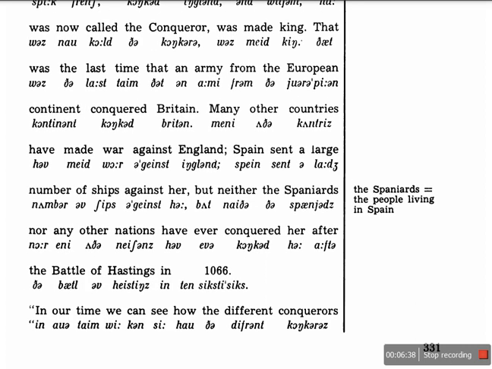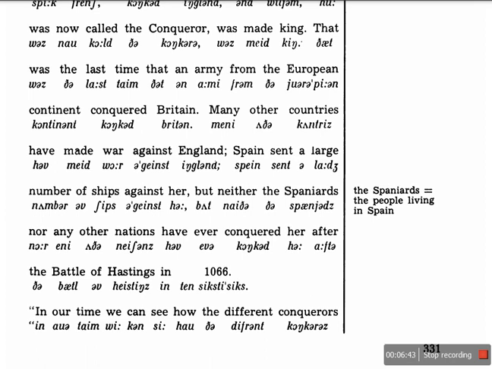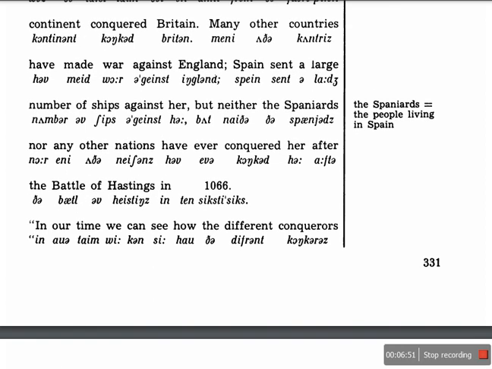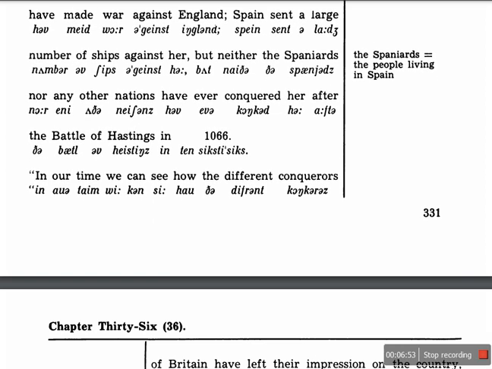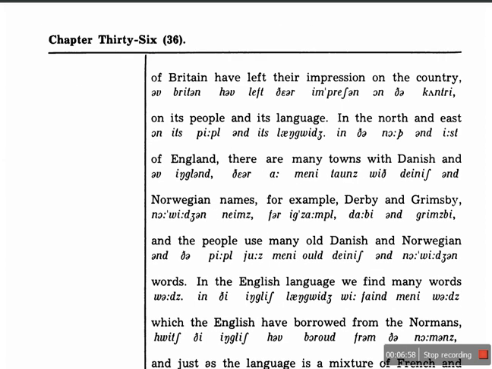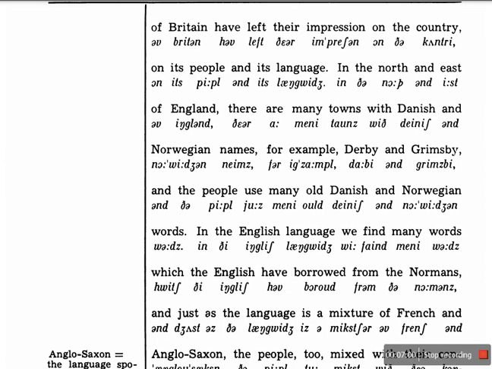Many other countries have made war against England. Spain sent a large number of ships against her, but neither the Spaniards nor any other nations have ever conquered her after the Battle of Hastings in 1066. In our time, we can see how the different conquerors of Britain have left their impression on the country, on its people and its language.